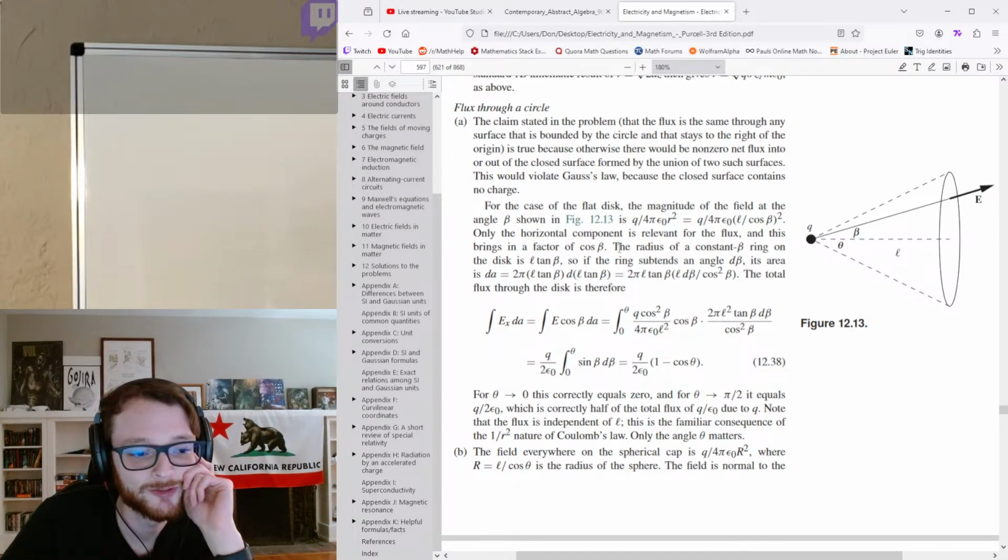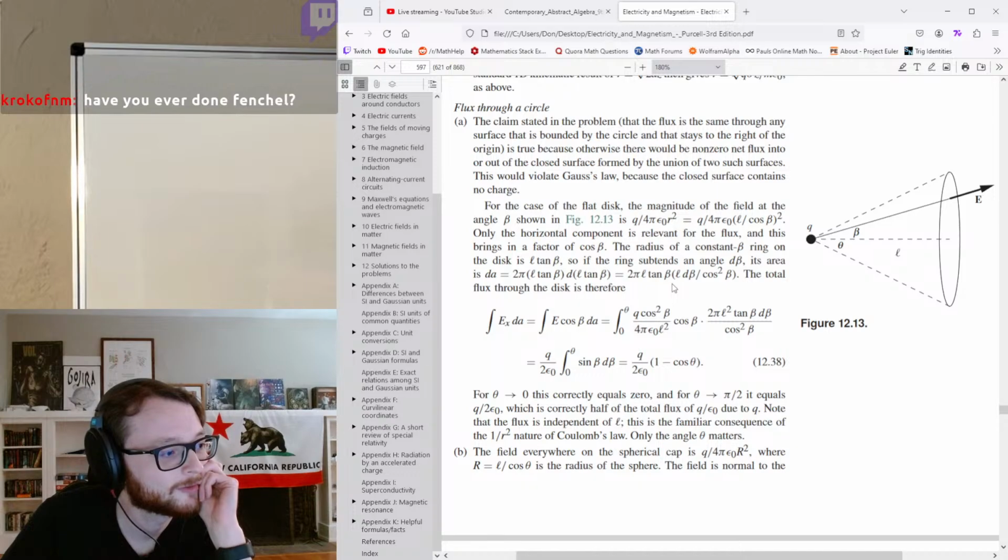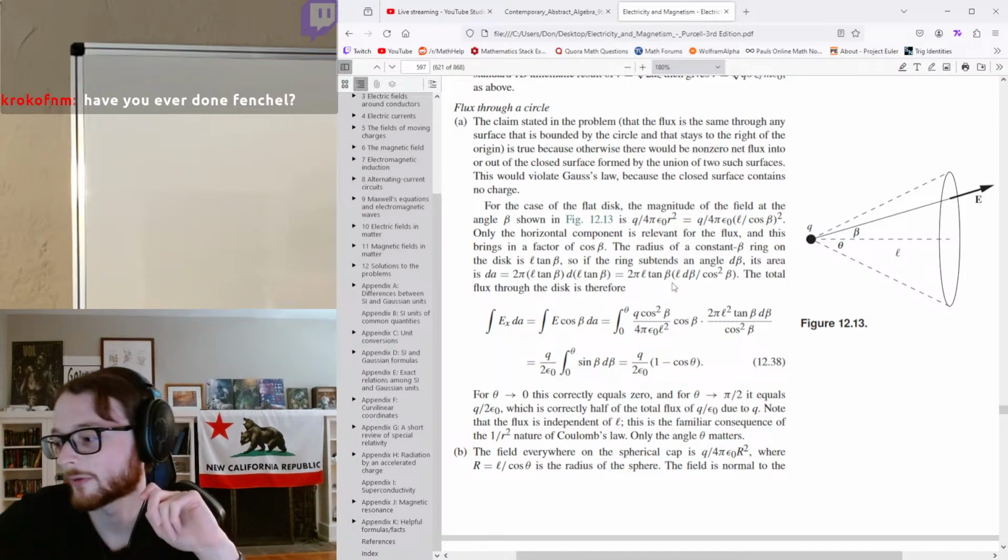I've never heard of Fenchel or Fenkel. No. Unfortunately, I don't know who would have either. So, is the music okay? No, the music's at a good level. I think it's just volume on my end.